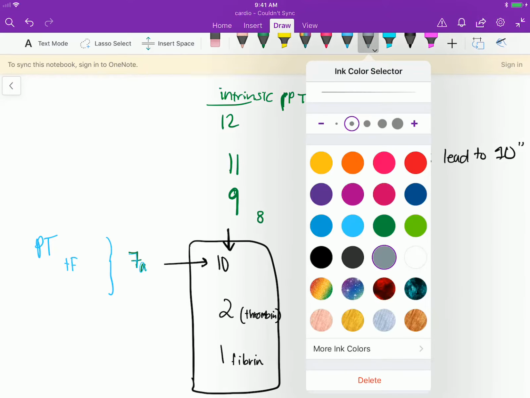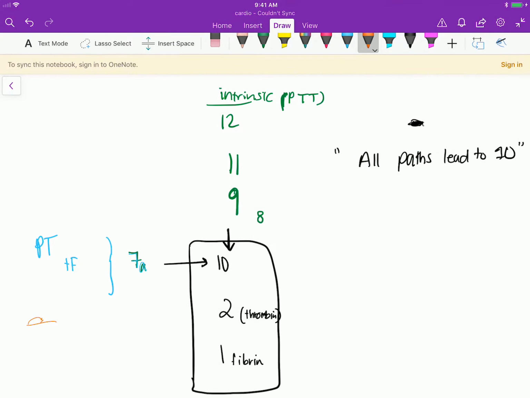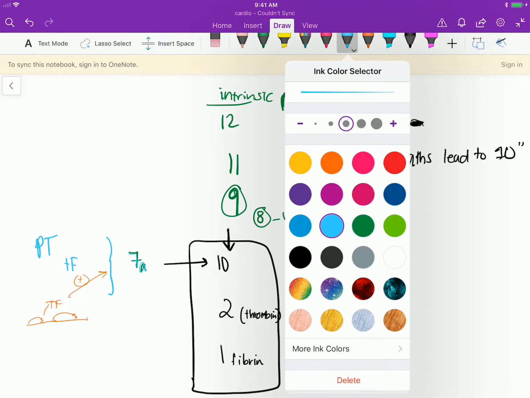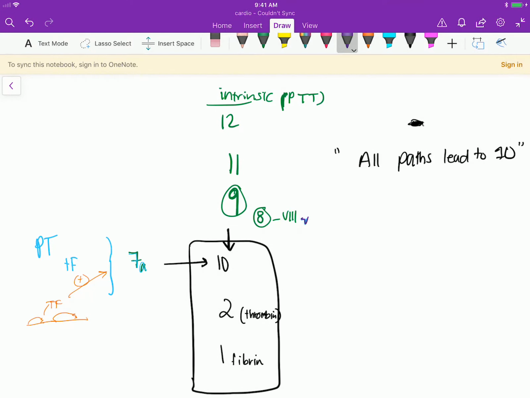So to do that, I'm going to just draw some endothelial cells right here. They are releasing tissue factor, and the tissue factor goes and activates factor 7A. Now also remember that 8A carries, it stabilizes von Willebrand factor. Put this in a different color. It stabilizes von Willebrand factor, so this is important.